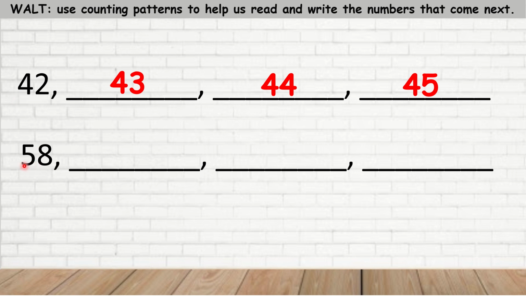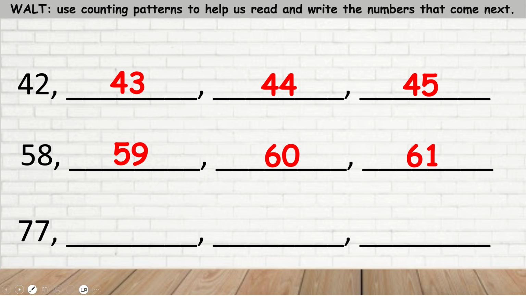So the 5 stays the same. 8 is going to change to a 9. So 59. Now, here, remember, we've reached a 9. It's a specific thing that needs to happen. The 9 needs to go to a 0, and we have to add one more to the 10. So it's going to be 0, and the 5 is going to turn to a 6. So the answer is 60. So 58, 59, 60, 61.